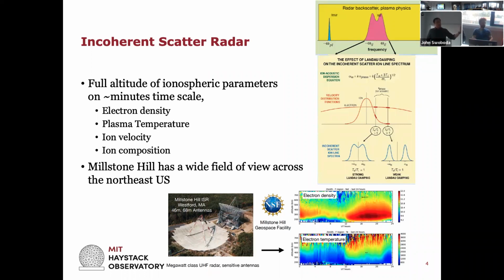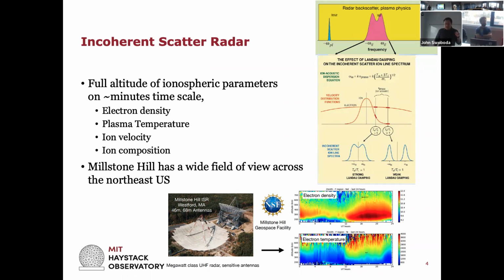Actually, Arecibo was an incoherent scatter radar. It was one of the first. But the others within the United States are the AMISR systems, the Advanced Modular Incoherent Scatter Radars, one in Alaska and another in Resolute Bay, Canada, although right now the Resolute Bay one is offline.